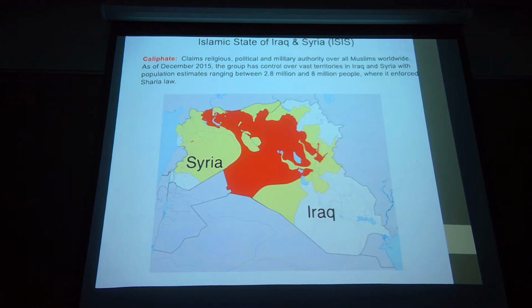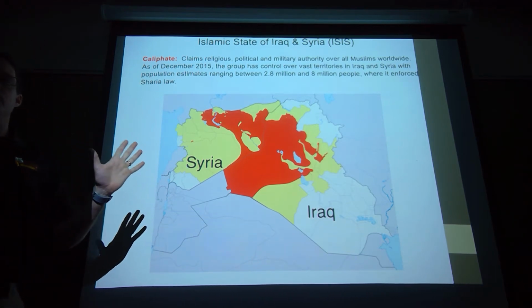All right. Islamic State of Syria and Iraq. Okay, this is ISIS. This is the territory that was controlled at one point in time by ISIS. They claim religious and political authority over all the Muslims worldwide, and they were putting out in their propaganda that Muslims should come to ISIS, come here and be a part of the caliphate. And lots of people did. Okay? When we started, and this is not a political persuasion, this is a reality.